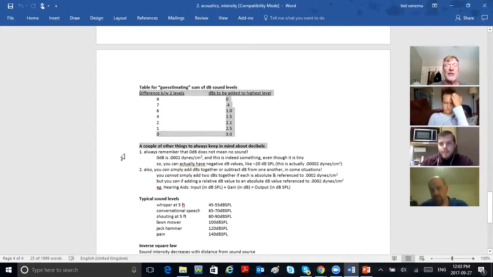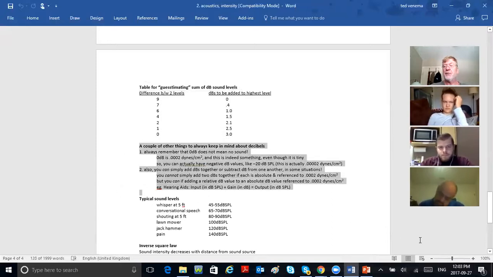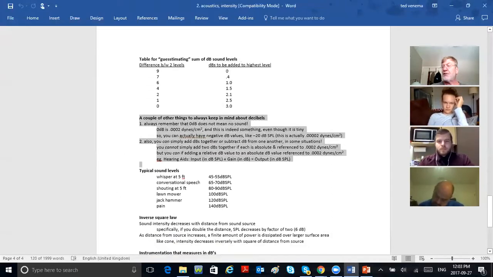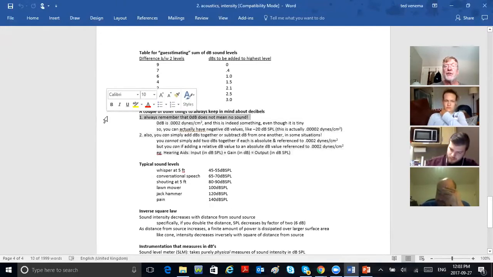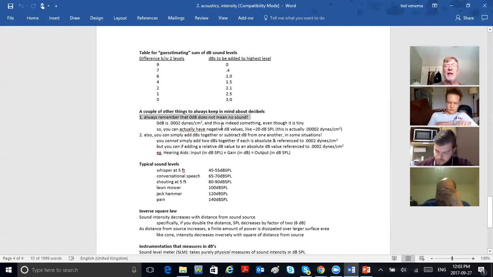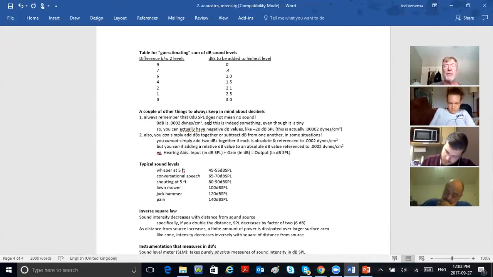Here's something else to keep in mind about decibels. This is the last tricky or somewhat difficult, sort of slippery thing. But then again, it isn't so difficult and slippery. It's this. Always remember, number one, look at number one first. 0 decibels SPL. I should put dB SPL in here. Always remember that dB, and you do that too in your notes. Always remember that 0 decibel sound pressure level does not, repeat, not mean no sound.